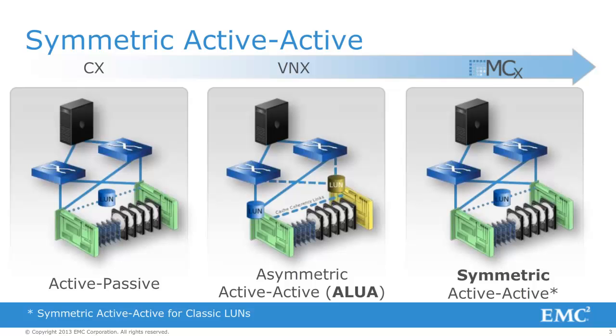Currently, all VNX arrays including Clarion arrays running Flare Release 26 and later support asymmetric active-active. With the release of the next generation VNX platform and the introduction of MCX, we are now introducing Symmetric Active-Active. This enables hosts to access LUNs by using both VNX storage processors simultaneously. Symmetric Active-Active is supported for Classic LUN, which is a LUN that is not bound from a pool.